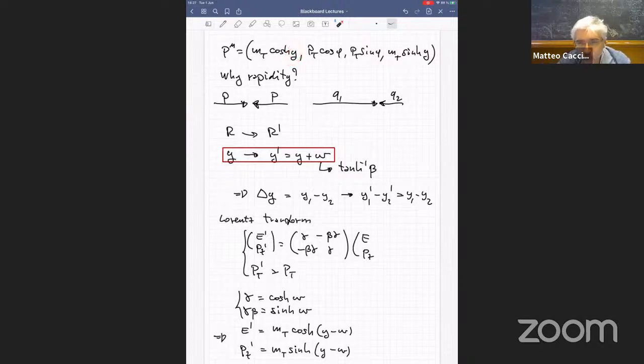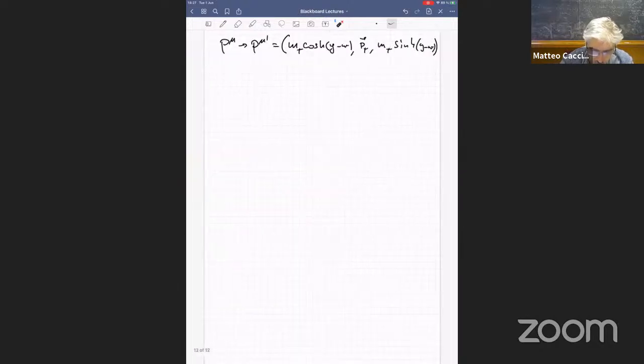The different components of the momentum have not mixed as they would usually do in a normal Lorentz transformation. The only thing that has changed is that they now correspond to a different rapidity, which is not y anymore, but simply y minus omega. And so this is what I was saying earlier, that this transformation property of the rapidity is particularly useful.